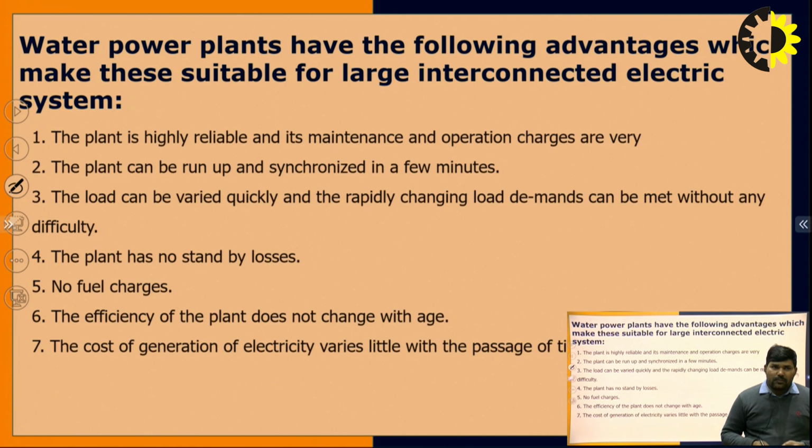Water power plants have the following advantages, which make them suitable for large interconnected electric systems. First, the plant is highly reliable and its maintenance and operation charges are very low. The power plant can be run up and synchronized in a few minutes. The load can be varied quickly, and rapidly changing load demand can be met without any difficulty. The plant has no standby losses and no fuel charges. The efficiency of the plant does not change with age, and the cost of generating electricity varies little with the passage of time. So these are some advantages of this power plant.